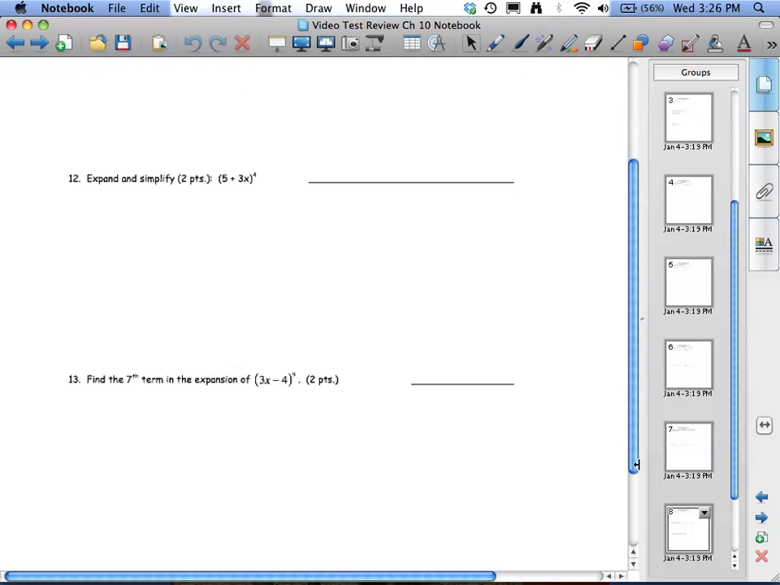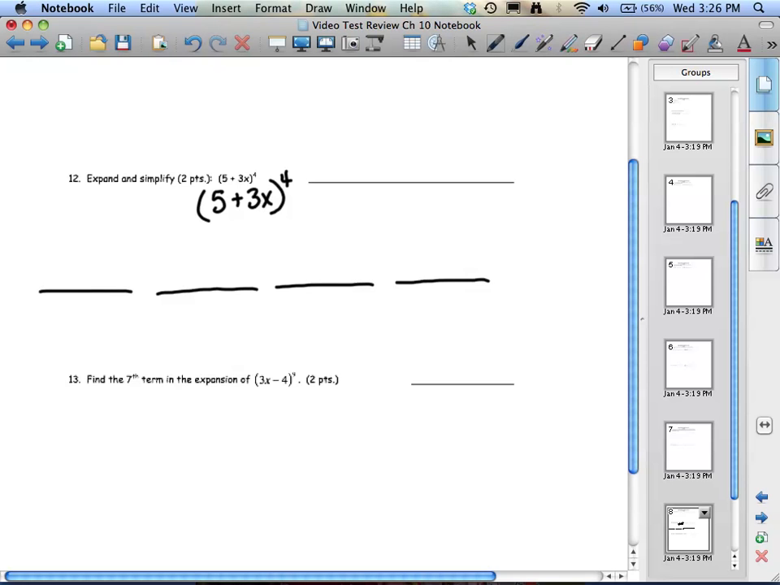When it says expand and simplify, I need all the terms. It is (5 + 3x) to the 4th power, if you cannot read it. And so you'll recall that it will have 5 terms. I break it into sections. I start with the first part of the binomial, 5: 5 to the 4th, 5 cubed, 5 squared, 5 to the 1st, and then the last term has no 5s. Then I do 3x. It starts where there are none.